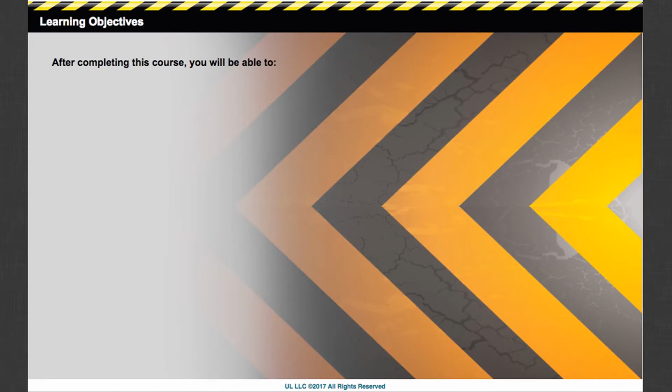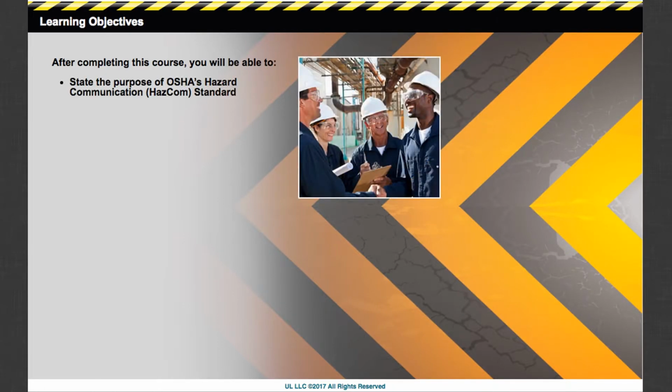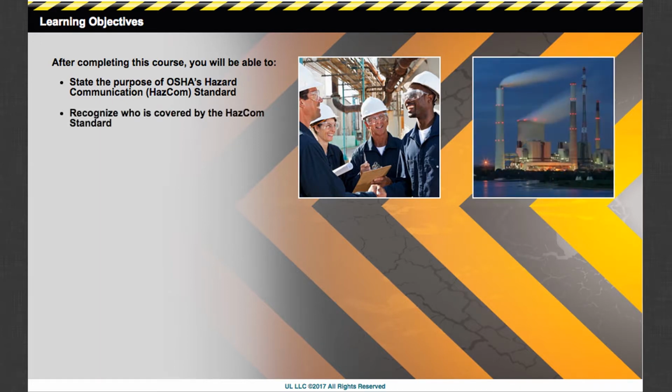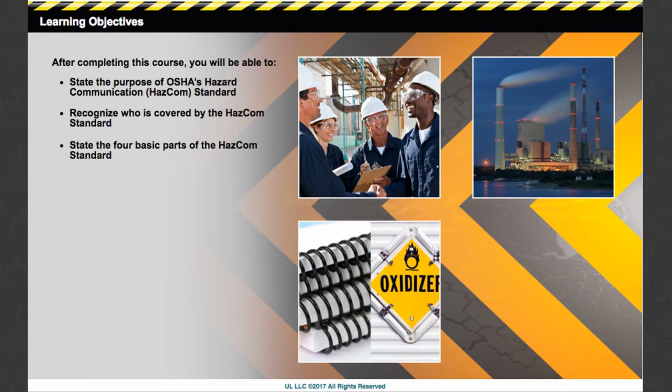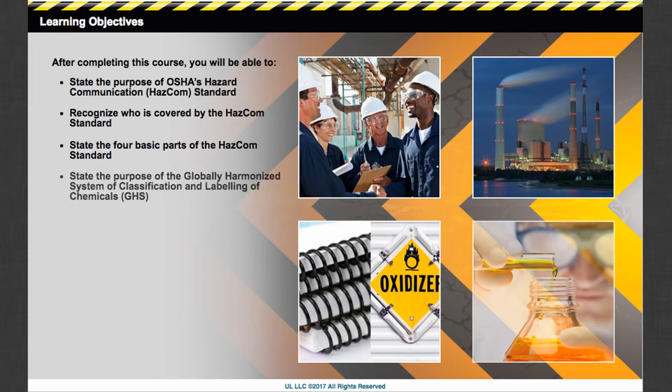After completing this course, you'll be able to state the purpose of OSHA's Hazard Communication or HAZCOM standard, recognize who is covered by the HAZCOM standard, state the 4 basic parts of the HAZCOM standard, state the purpose of the Globally Harmonized System of Classification and Labeling of Chemicals, or GHS. Explain how the HAZCOM standard aligns with the GHS.